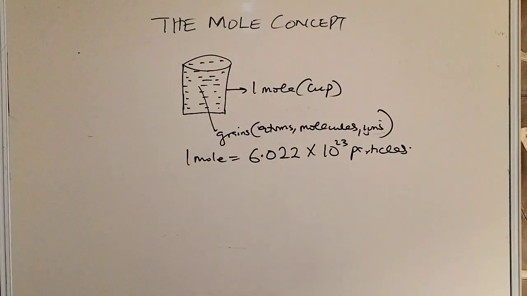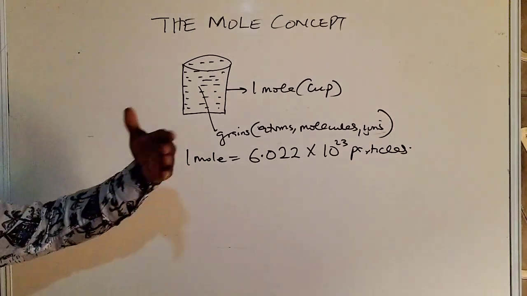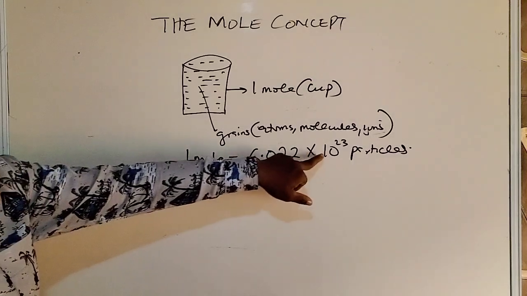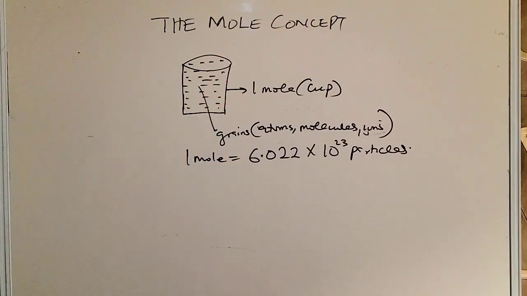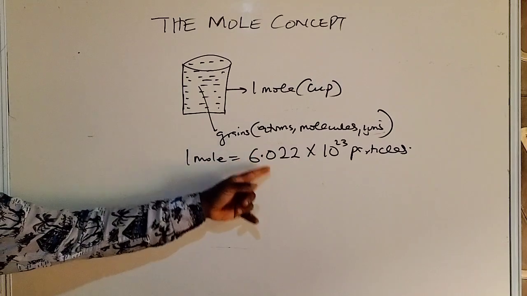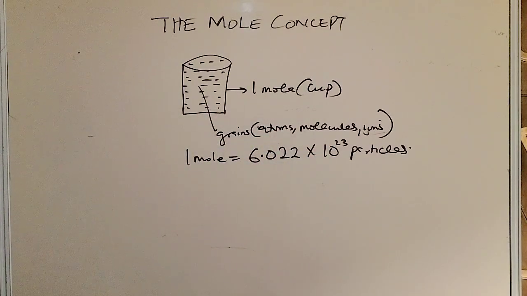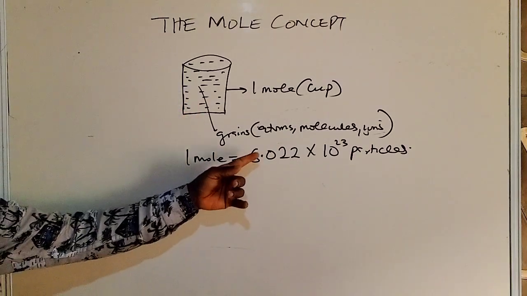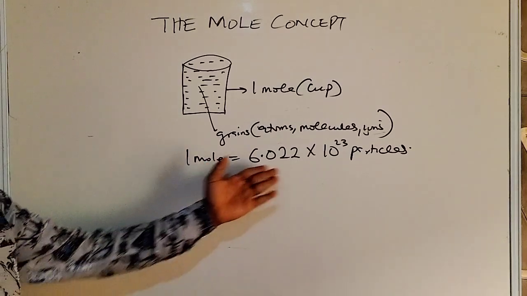So for me to have 1 mole of any element filling up this cup, let's say sodium or potassium or copper or carbon, I need this particular number of atoms to fill it up. So 1 mole of sodium contains 6.022 × 10^23 atoms of sodium. 1 mole of iron contains 6.022 × 10^23 particles of iron, an incredible number.